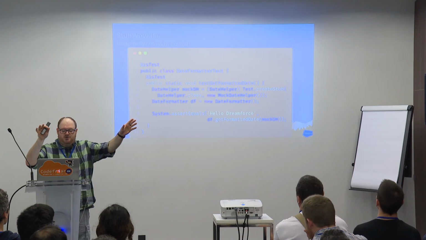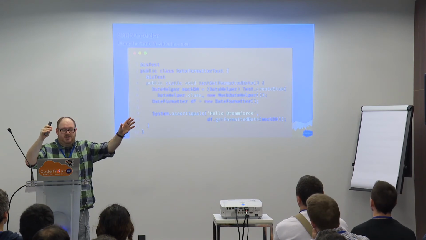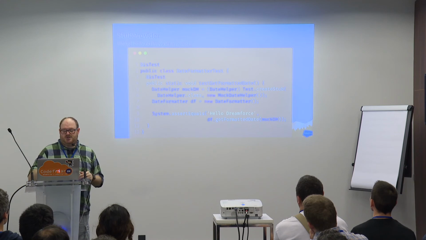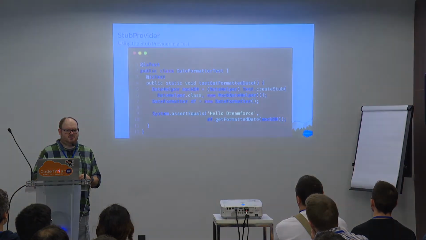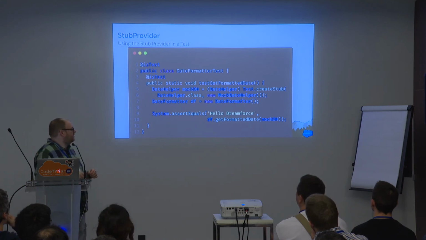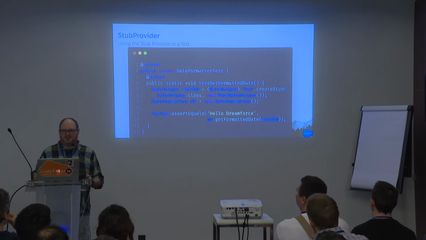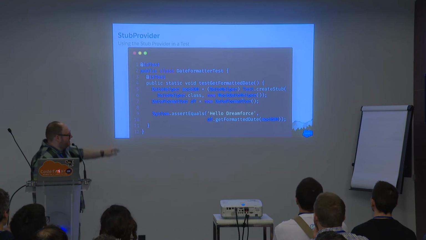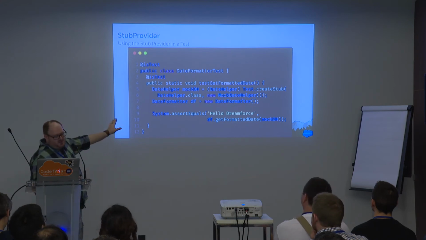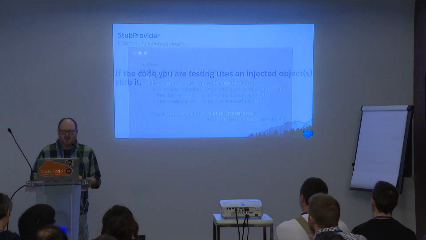And once you have that, you're going to be able to create a new date formatter. And when you go to use it, you just pass in our mock date helper. Does that make sense? Oh, hey, look at that. Power. All right. So this is how you use a mock, a stub, in your test.